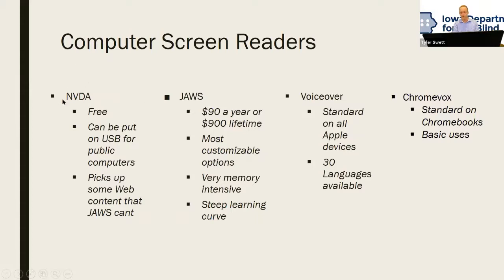Now, when we talk about the two big screen readers, you have NVDA and JAWS. NVDA is an open source screen reader, which makes it free, which is a really nice price point, especially when just trying to learn a screen reader. When you look at JAWS, $90 a year or $900 for a lifetime, that is a big price point, especially when somebody's learning a skill or doesn't have access to $90 a year.